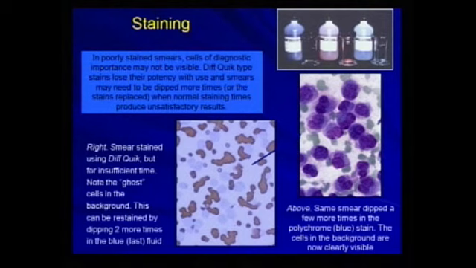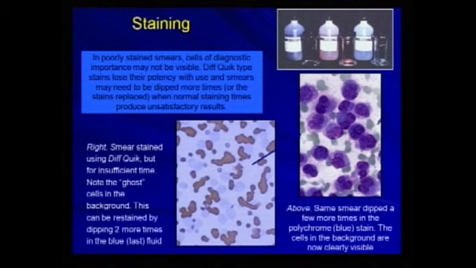As we said before, DiffQuik will lose its potency over time. So if your stains are light, the particular one in the center here, it stained the red blood cells very well, but all of your white blood cells are not stained at all. Now you have a couple of choices here. You can go back and decolorize it and start all over again, or you could simply take it back and dip it into the polychrome stain, which should fix the problems. There's really no need to go back and put it back in the red stain.